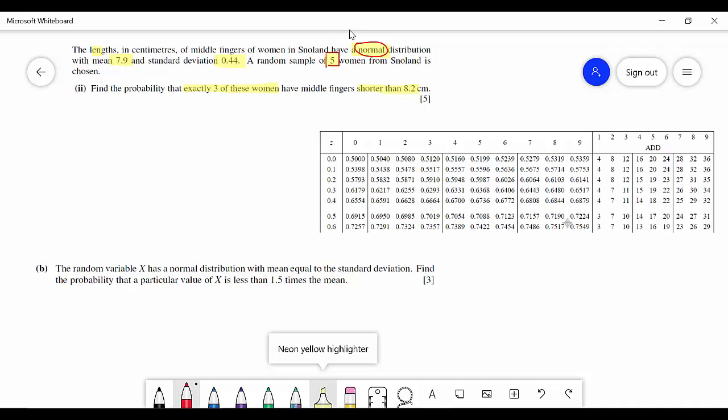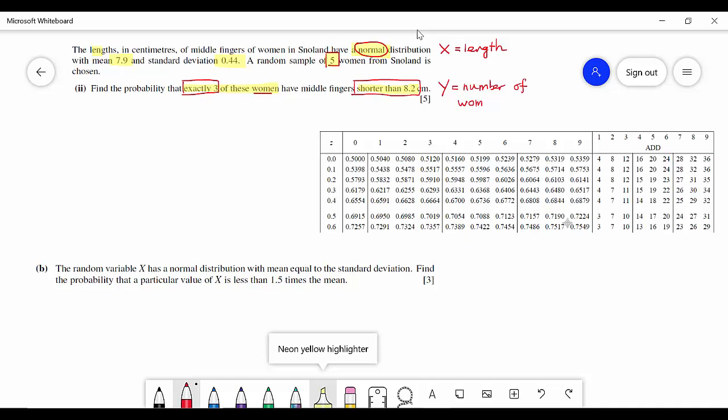in total you're having 5 women and exactly 3 of them something happened. So when you see this kind of structure, it is actually the binomial distribution, right? But you have to try to link the normal distribution with the binomial distribution here. So for normal distribution, the x, I will make it as the length for the fingers of the women. And then for the y, I will label it as the number of women.